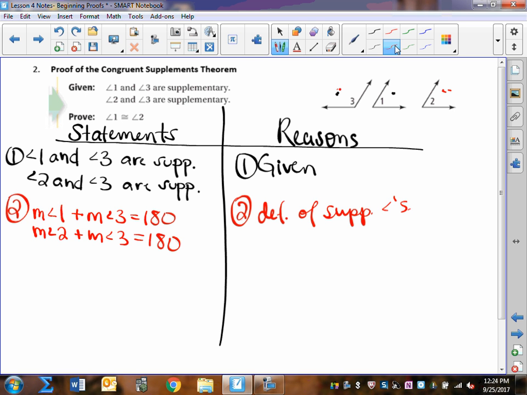Alright, I want you to try now on your own to go ahead and finish out this proof. We're trying to get angle 1 congruent to angle 2. And like I said, it's going to be similar to what we were just doing at the end there. So go ahead and try to finish out this proof and see what you do.